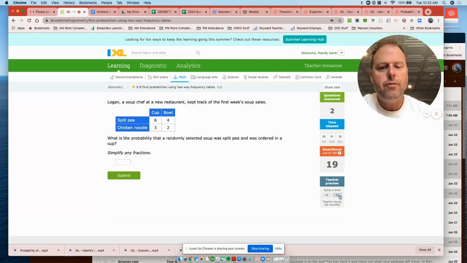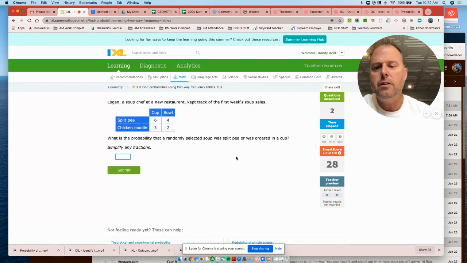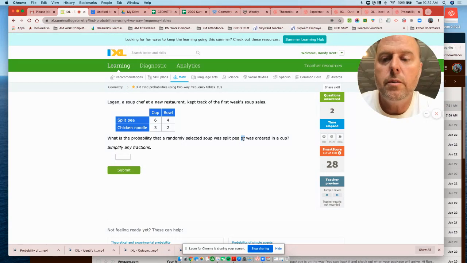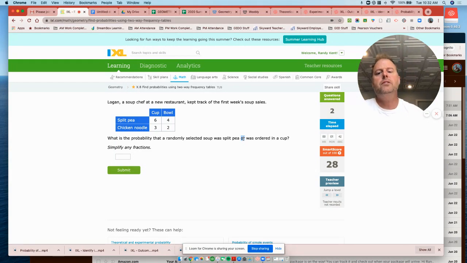Let's get away from this, see if we can get to something a little bit harder. The or is going to be the difference here. So how do we read this when we're dealing with an or? Logan, a soup chef at a new restaurant, kept track of the first week's soup sales. So we have split pea and chicken noodle, and we have cup versus bowl. It's the probability that a randomly selected soup was split pea or it was ordered in a cup.